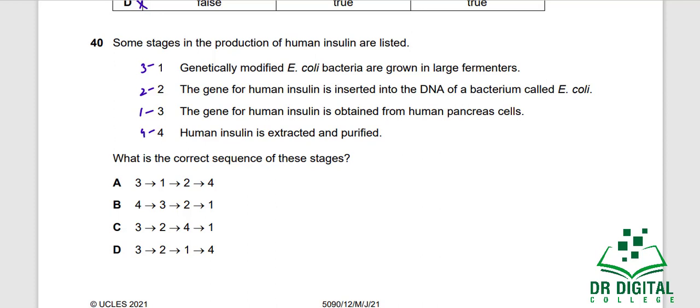So B is wrong because it starts with 4. It should be 3 to 2 to 1. This one is 3 1 2, that is wrong. This one is 3 to 4, that is wrong. So 3 to 2 to 1 is correct, and 4 is the last option. So the correct answer for question 40 is D.